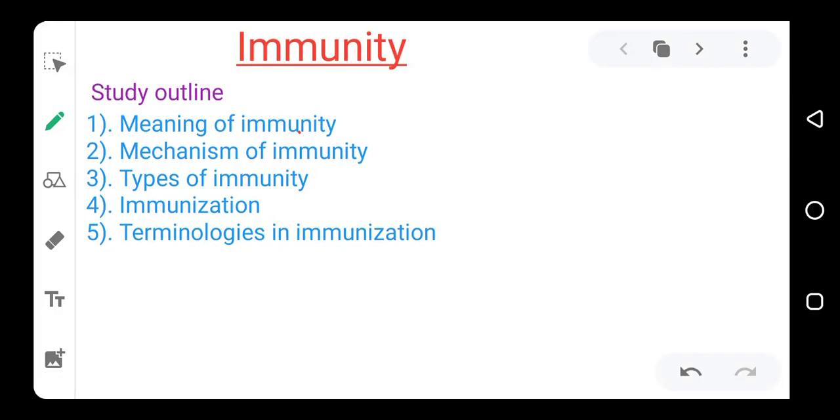We are actually going to be looking at the mechanism, meaning types, and also look at immunization and terminologies in immunization. Immunization is a term that I'm sure you would have come across or heard frequently.